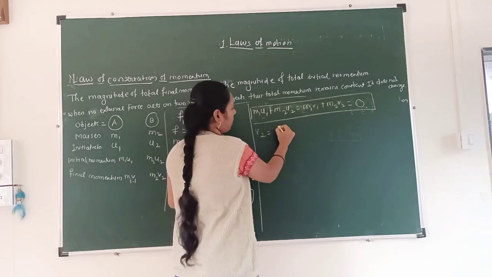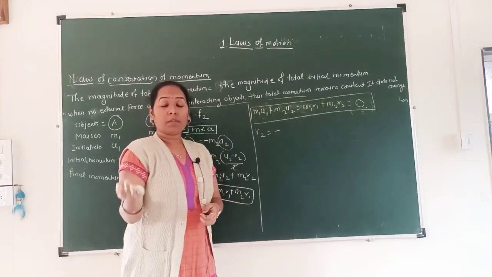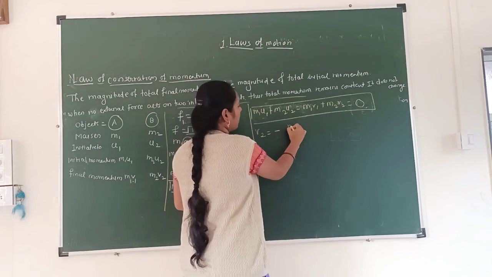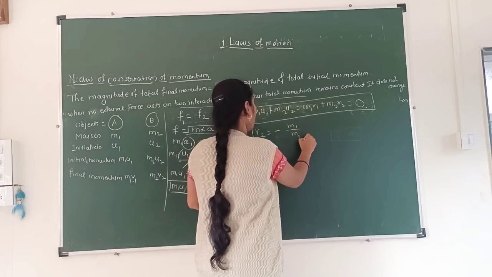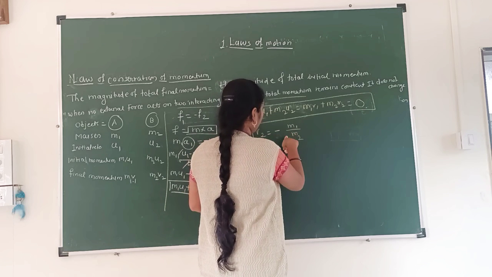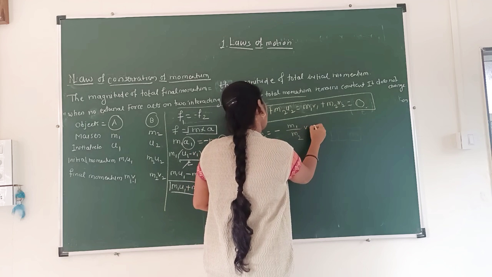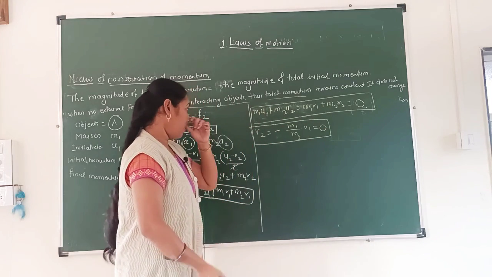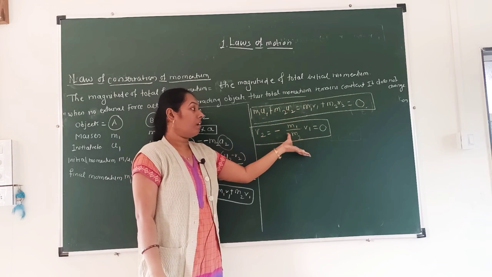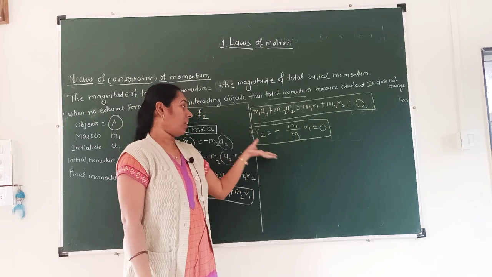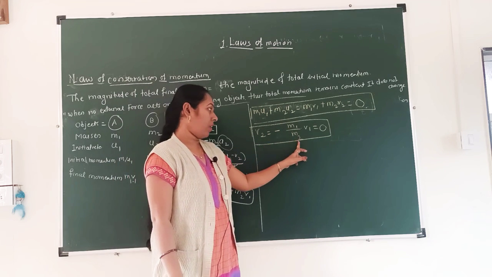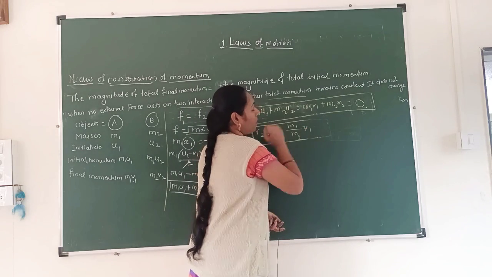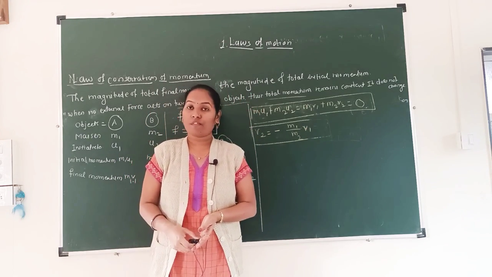This v2 is equal to minus. Why do I write minus? Because the gun goes in the backward direction due to the bullet. Therefore I write minus, and the equation becomes m1 v1 plus m2 v2 equal to 0. Why am I not giving u1 and u2 here? Because I write the equation for final velocity. Therefore the equation becomes v2 is equal to minus of m1 upon m2 into v1. This is known as the equation for recoil velocity. And here topic number one is finished.